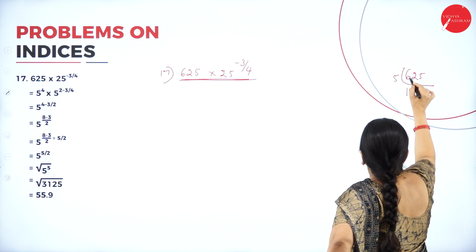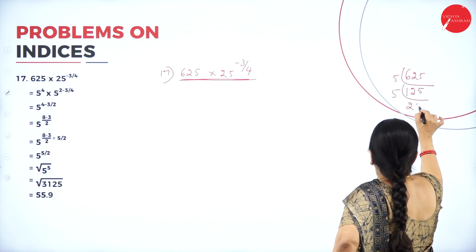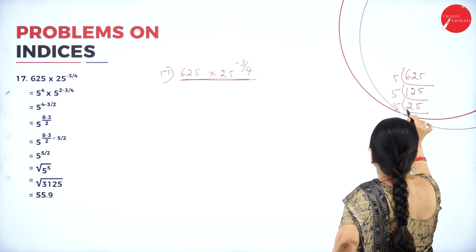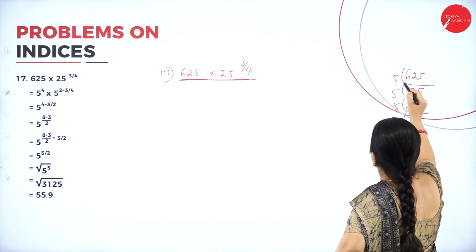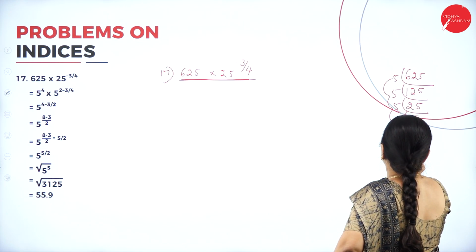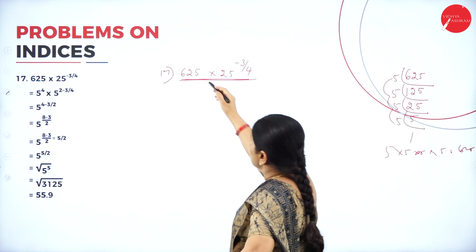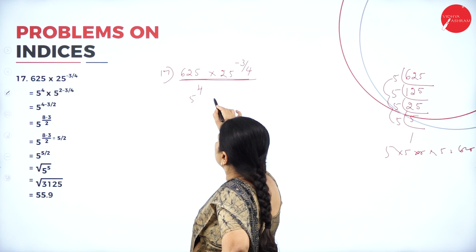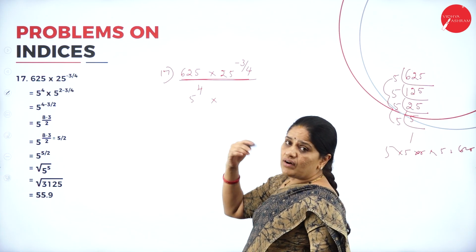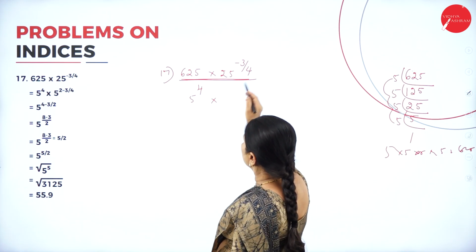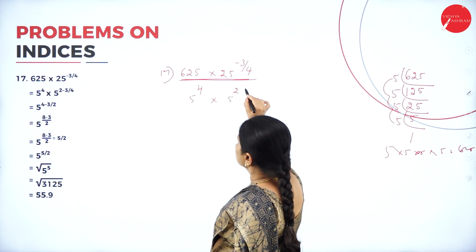So, I will write 5 ones are 5, 5 twos are 10, 5 fives are 25. Again, 5 twos are 10, 5 fives are 25. Again, 5 fives are 25, 5 ones are 5. So, if you can see here, if you multiply 5 into 5 into 5 into 5, I am getting 625. So, I am writing this as 5 to the power of 4 into. Now, this 25, it is a square of 5. Now, 25 to the power of minus 3 by 4. So, this will be equal to 5 square to the power of minus 3 by 4.